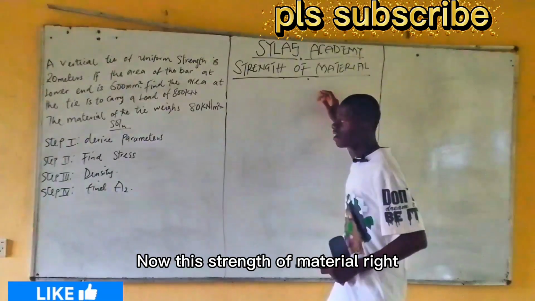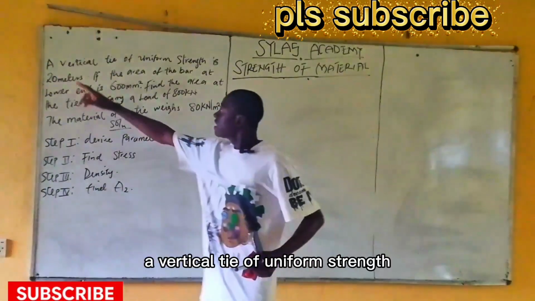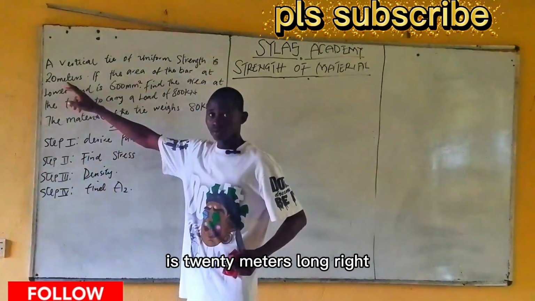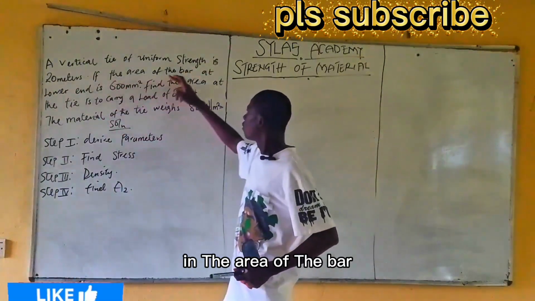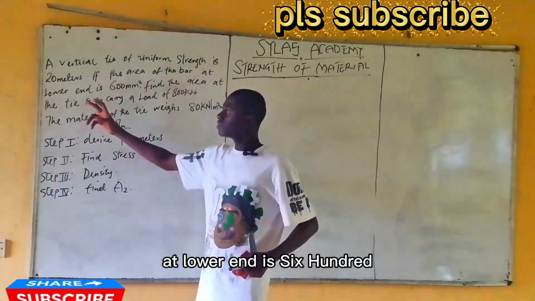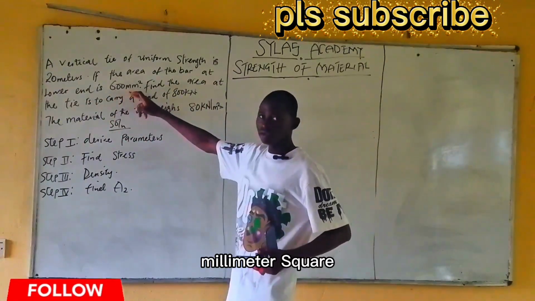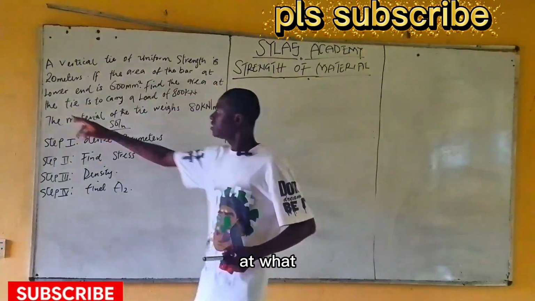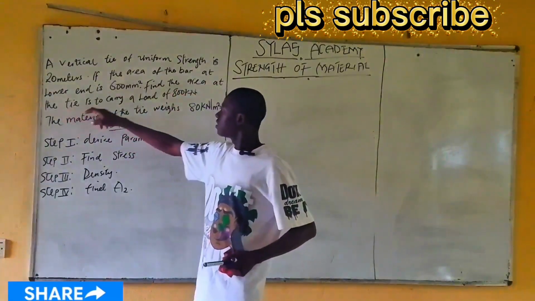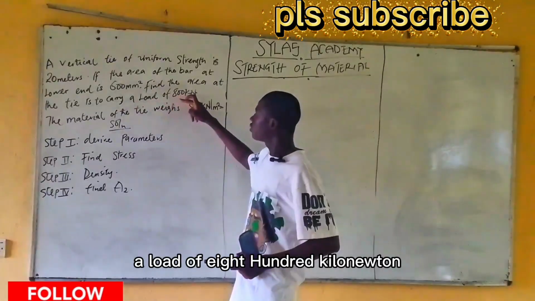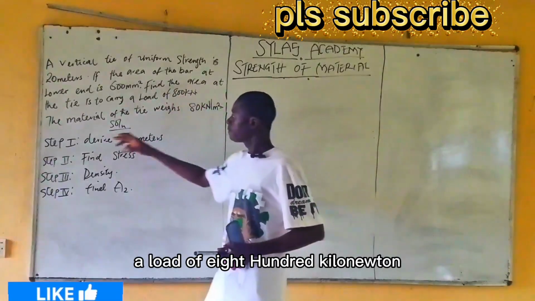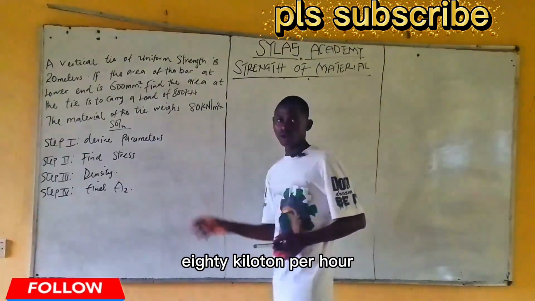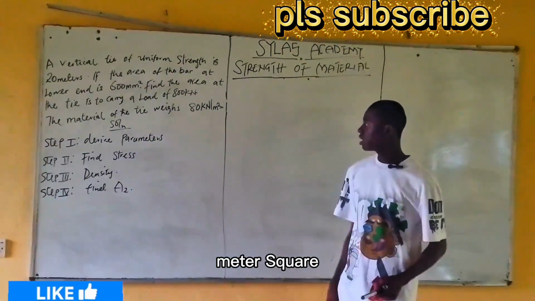Now, this strength of material. You see that a vertical tie of uniform strength is 20 meters long. If the area of the bar at the lower end is 600 millimeter square, find the area at the top. The tie is to carry a load of 800 kilonewton. The material of the tie weighs 80 kilonewton per meter square.